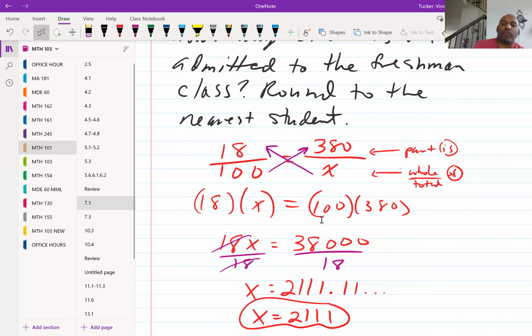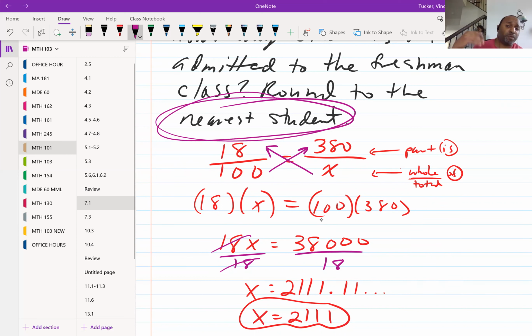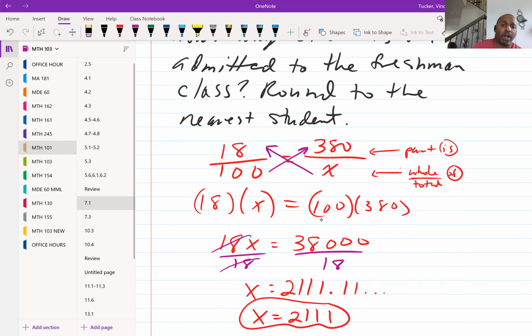And then it said also round to the nearest student. So always make sure you pay attention to the directions on rounding, whether they want tenths, hundredths, or whole number, whatever the case may be. So we round to the nearest student, and that's going to be 2111.